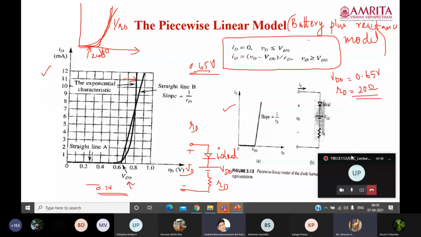Ma'am, is VD the source or is VD naught the source? Here nothing is the source. Source means external supply. External supply is VDD. This is the diode drop. If you measure with a multimeter, this is the diode drop. This is just an intercept. This is not the power supply that you are giving. The power supply is VDD. We will do one numerical, at that time it will be clear to you.